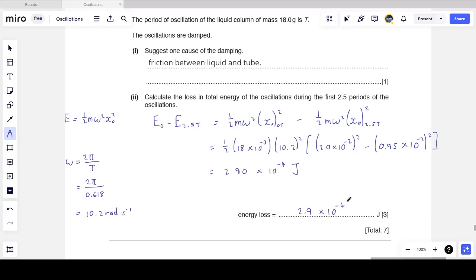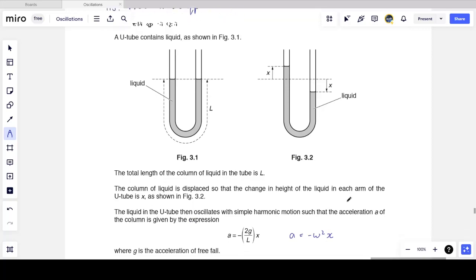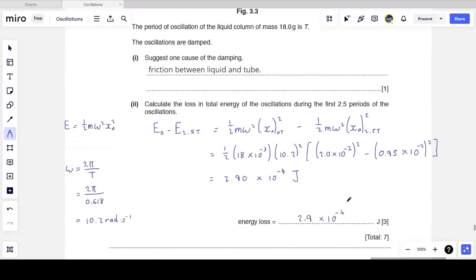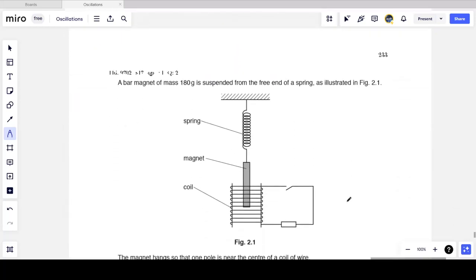So energy-wise, at least joules-wise, not a lot of energy is lost in the first 2.5 periods of the oscillations. Ratio-wise, it might be a different story, but the actual amount of energy is not that significant. But then again, to think of this liquid column oscillating, there wouldn't be that much energy to begin with. And so that's how you would calculate the loss in energy as opposed to the ratio of energy. So just be careful and always read the question carefully to make sure that you are answering what is asked of you and nothing else.